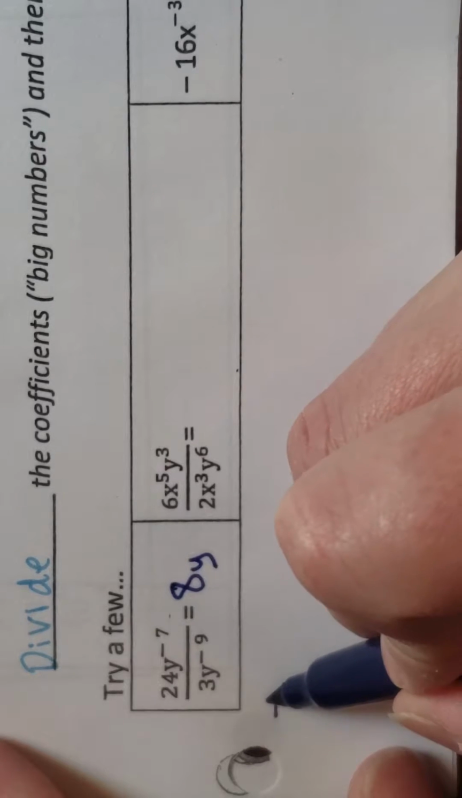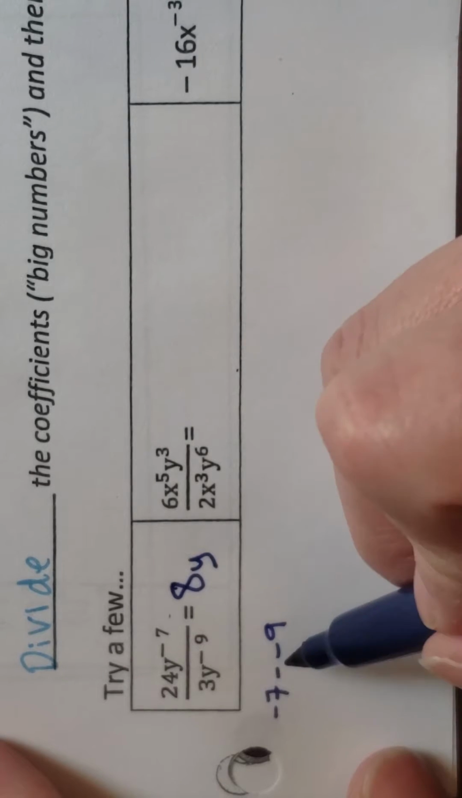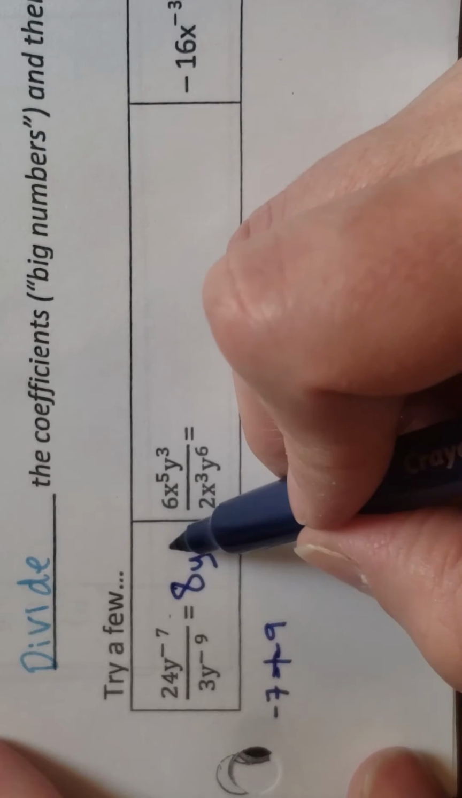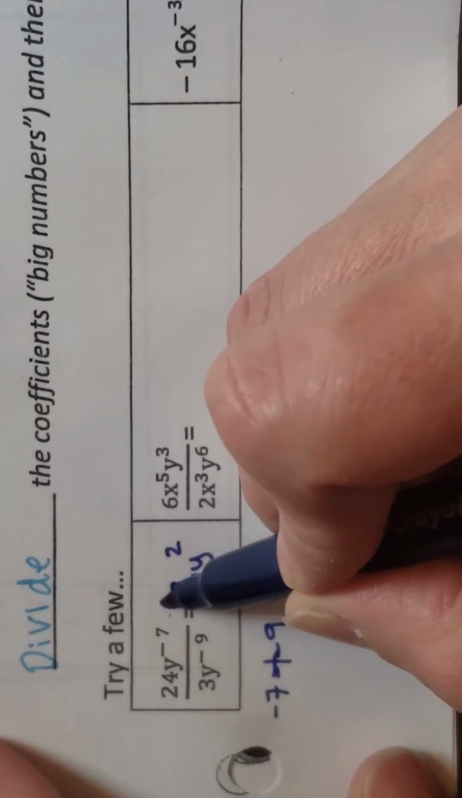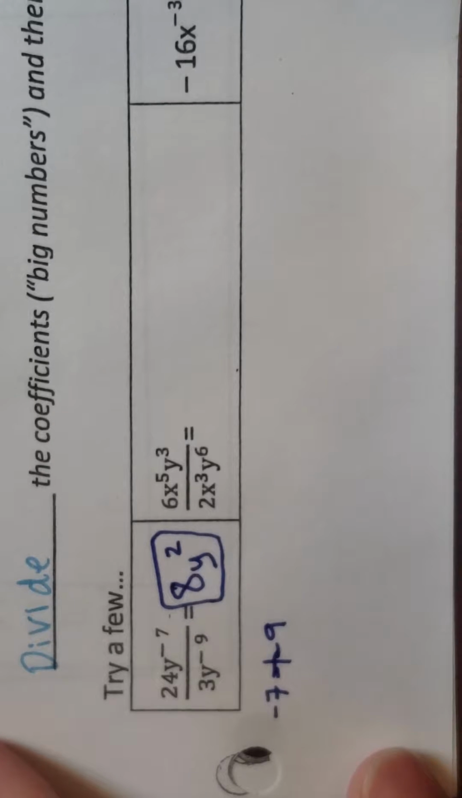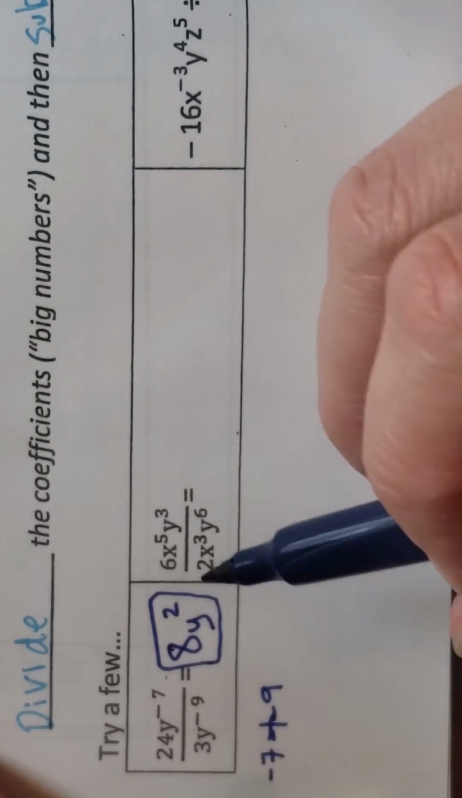Let me write that out. Negative 7 minus negative 9. Well, two negatives make a positive. So really it's negative 7 plus 9, or 9 minus 7, and that is 2. So if you have a negative exponent in the denominator, be aware that instead of subtracting, you're really going to be adding. Let's try another one.